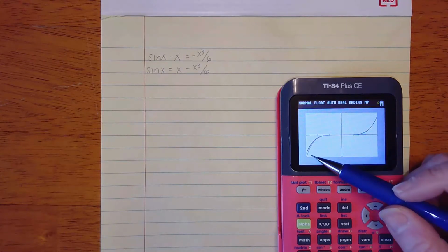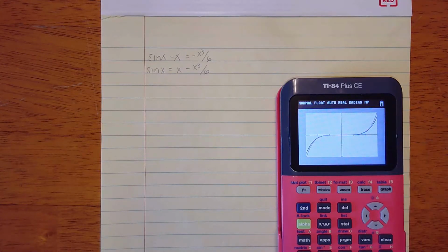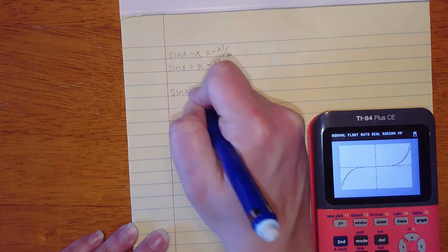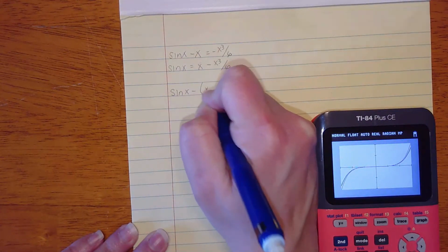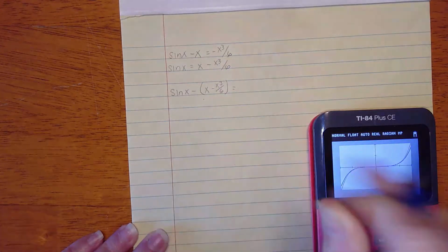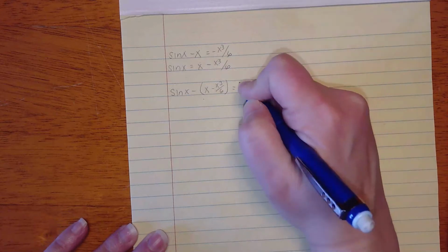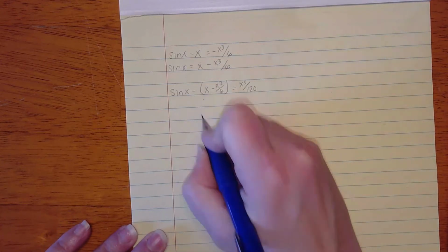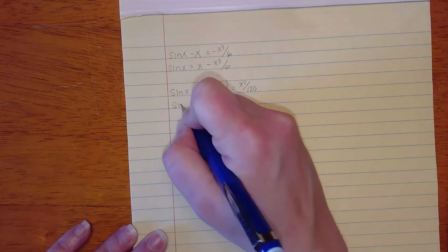And look at how nicely that matches up. So let's think about what we have here. We have the sine of x minus this quantity. We've said that that equals x to the fifth over 120. So again, adding that over to the other side.